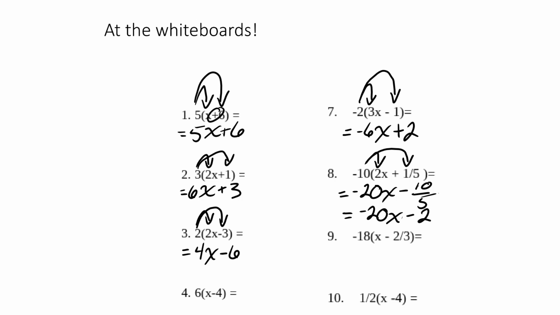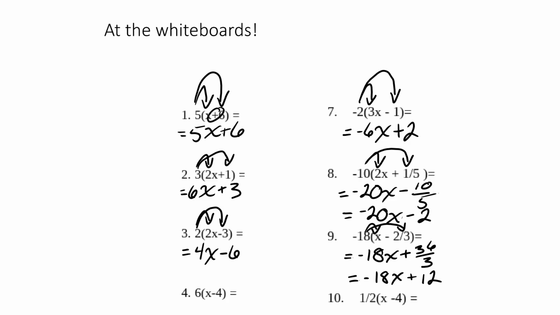And the last one, minus 18 times x gives us negative 18x. And negative 18 times negative 2/3, we've got a negative times a negative, so it's a positive 36 over 3, which is equal to 12. So negative 18x plus 12.